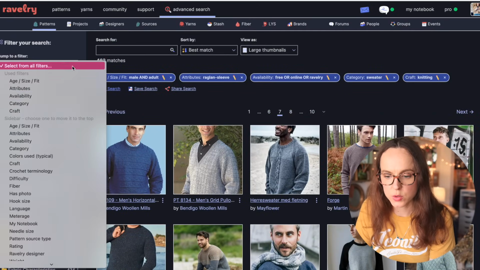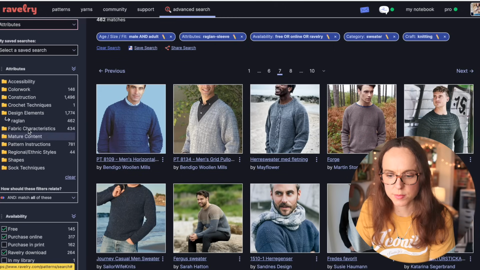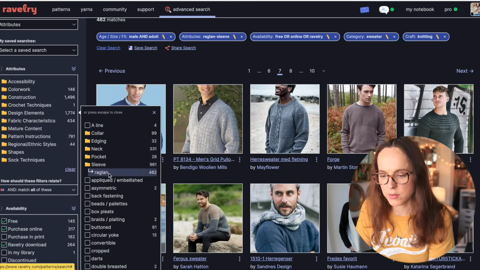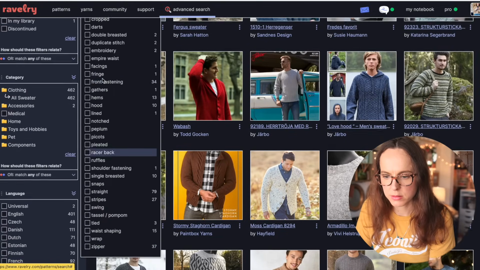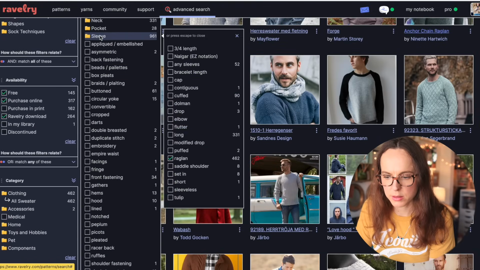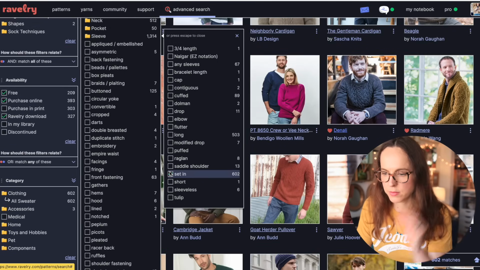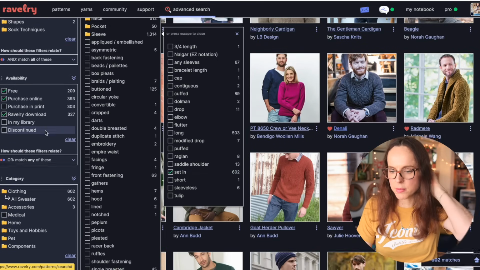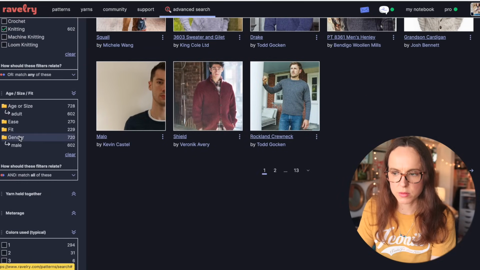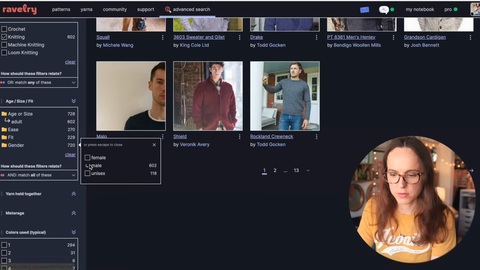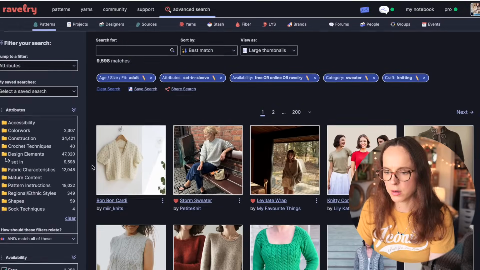All right, so we're going to go to attributes, design elements, sleeve. We're going to take out Raglan, and we are going to put in set in sleeve. I'm going to take out the male gender thing. We're just going to take that off. Let's just see what we get.